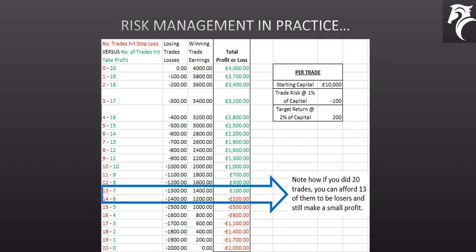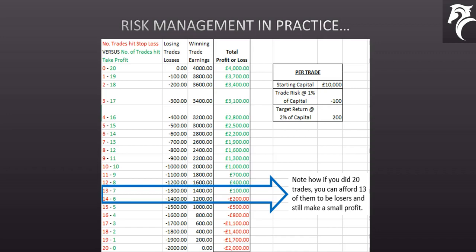In this example, I have a £10,000 trading account. I only risk 1% of the capital on a trade, and my target return I aim for on each trade is 2%. In other words, I risk £100 for an expected return of £200 minimum. And in each row of the table is the simulation of 20 trades. The column on the far left shows the number of trades that hit my stop loss and the number of trades that hit my take profit from a total of 20 trades.